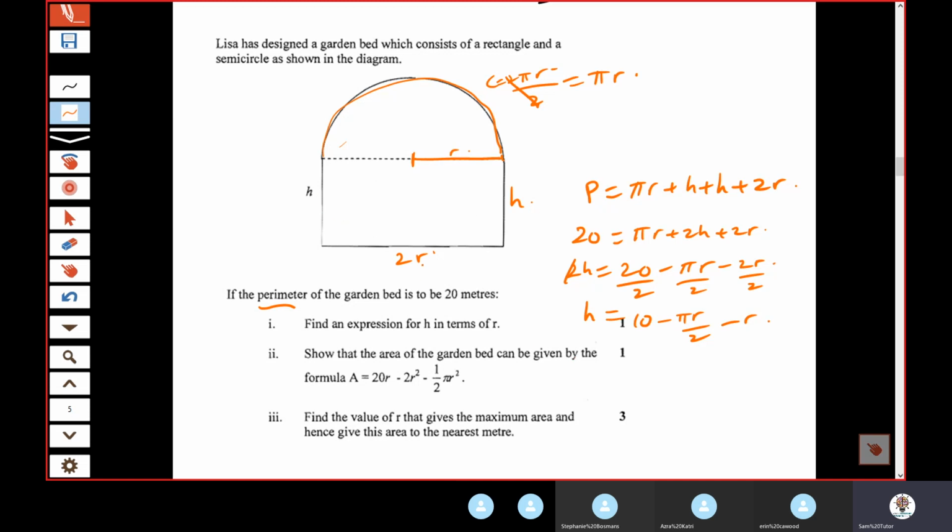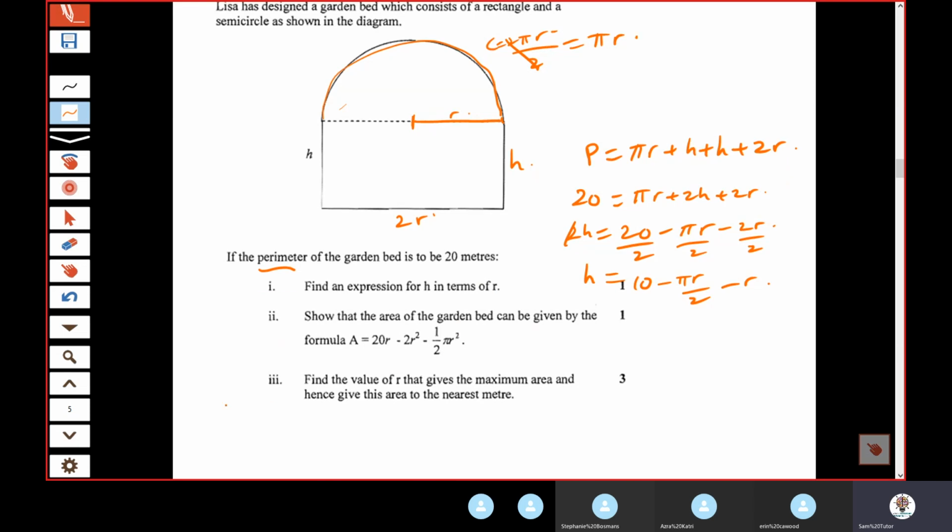I did H, 2R, and then I went like the nail time for my circumference. Show the area of the garden bed can be given by this. Double I.